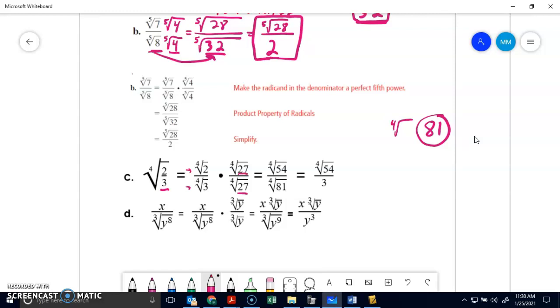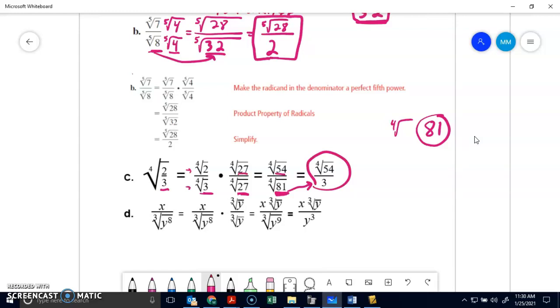So now on top, I have the fourth root of 54, and in the denominator, I have the fourth root of 3 times 27, or 81. The fourth root of 81 is perfect. That's our goal, to make this perfect. That becomes 3, and the numerator just stays the fourth root of 54.